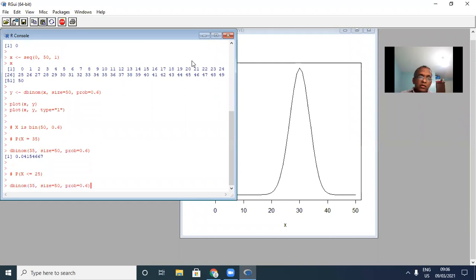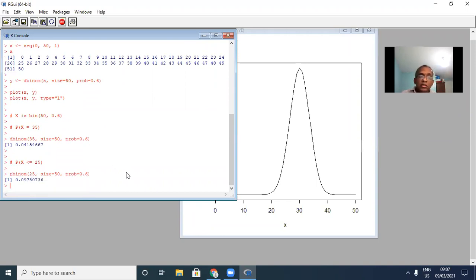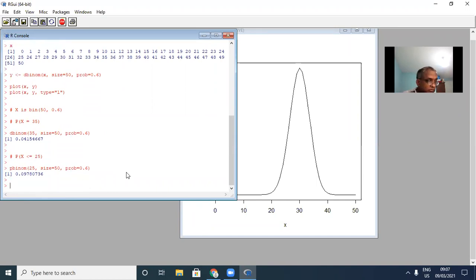In R, you can do this by using the command pbinom. Remember, pbinom is used to compute the CDF. So here you're looking for the CDF at 25. So pbinom(25) will compute the CDF at 25, okay?